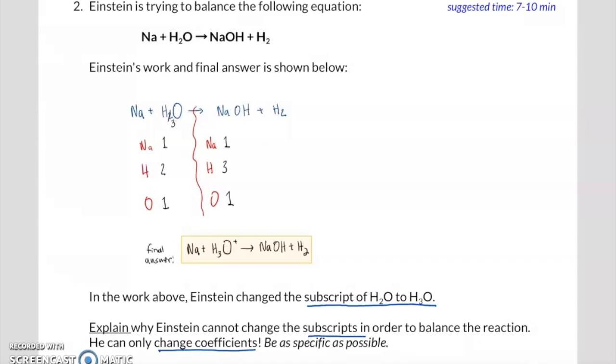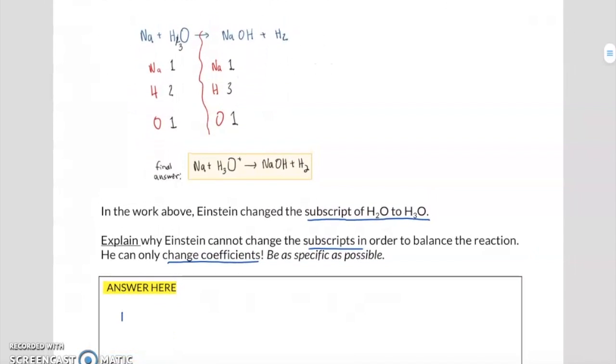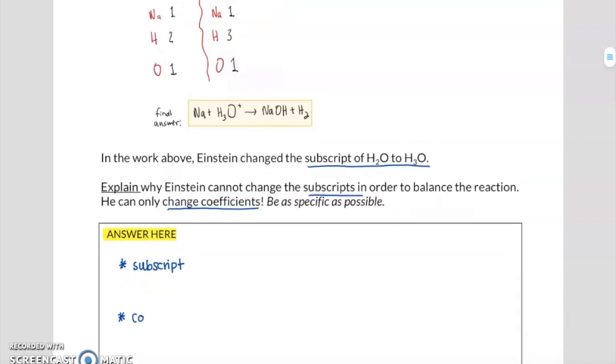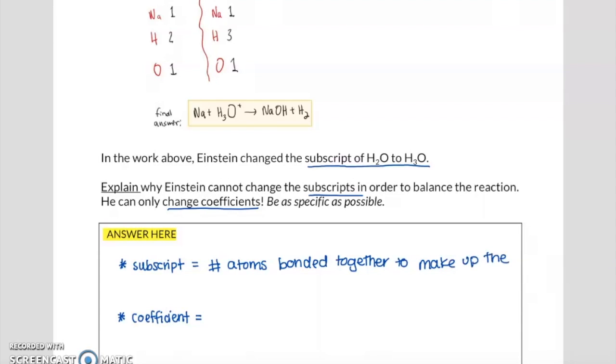Okay. So there are really 2 important things to address in this question. The first important thing to address is why not a subscript? And the second important thing to address is why can you change a coefficient? So we're going to start building this answer by discussing what a subscript is and what a coefficient is. A subscript here is going to be the number of atoms that are bonded together to make up the molecule.